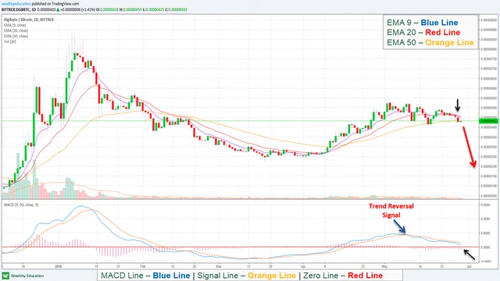So now you've learned everything you need to know about the MACD indicator. This indicator can show many false signals, so make sure you're using it with the exponential moving average and the parabolic SAR indicator to determine market trends.